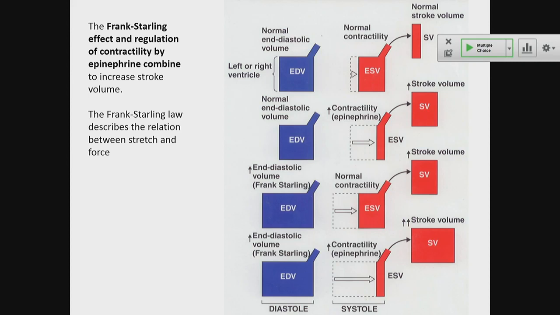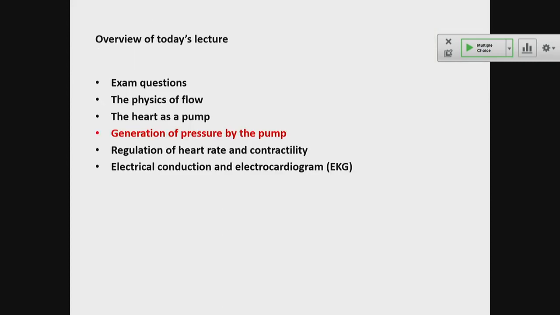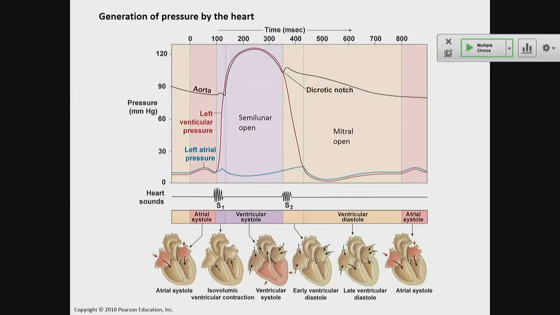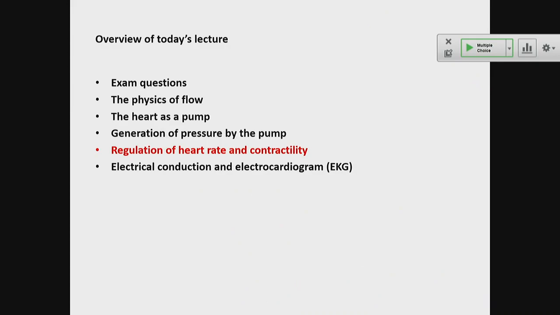These two factors combine to give you the total amount of blood that flows through the circulation at any given time. Okay, so we already talked about stroke volume. We already talked about the pressure. So now we're actually going to talk about this side of the equation here, the heart rate, okay?